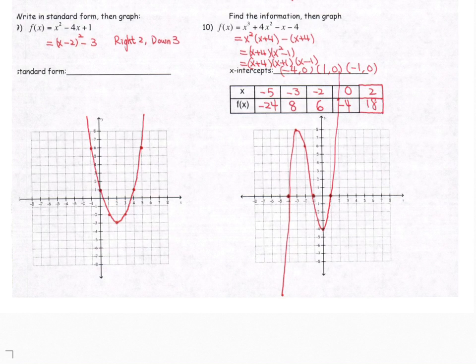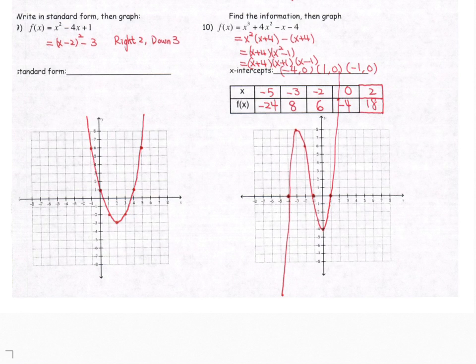Number 10, find the information, then graph. x cubed plus 4x squared minus x minus 4. Again, this is more than 3 terms, so I can try factoring by grouping. I can factor the whole thing into x plus 4 times x plus 1 times x minus 1. That means I have the x-intercepts located at negative 4, negative 1, and 1.